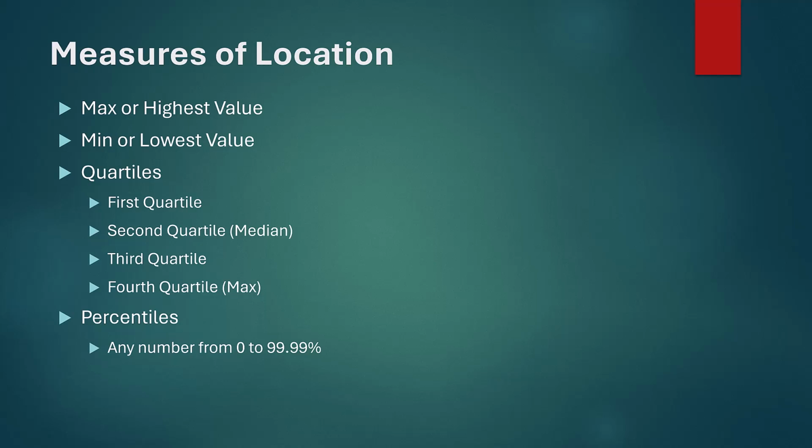But if I wanted, let's say, the 60th percentile, then I can compute the 60th percentile. I can arrange all the values from lowest to highest and find the value below which 60% of the values lie, and that would be the 60th percentile.